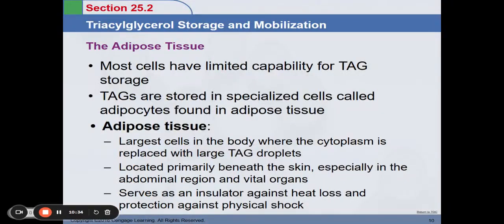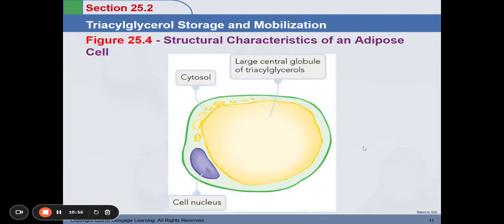Hold on. So having adipose tissue is not bad, since adipose tissue has a lot of functions that are needed by our body. Say, for example, it acts as an insulator to our body against heat loss, and it can also protect us from physical shock. So this is also a vital part of our body. So this is a structure characterized by your adipose tissue. This is the main cytoplasm. We have the nucleus.